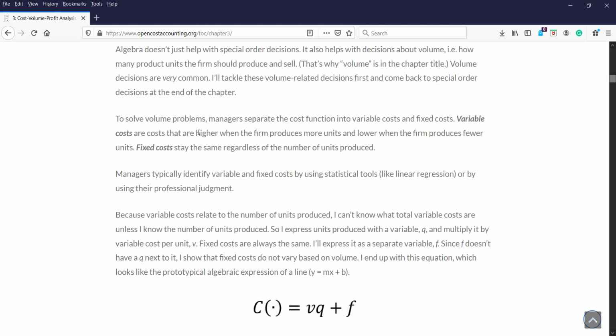Are we producing and selling more units? And does that drive costs up reliably and fairly certainly? Then it's a variable cost. And if we produce fewer units, does it drive it down? Yep, it's a variable cost. If we produce 100 units or 1,000 units or 1,000,000 units, do our fixed costs stay the same? Generally speaking, that means it's fixed cost. I said generally speaking for a reason there.